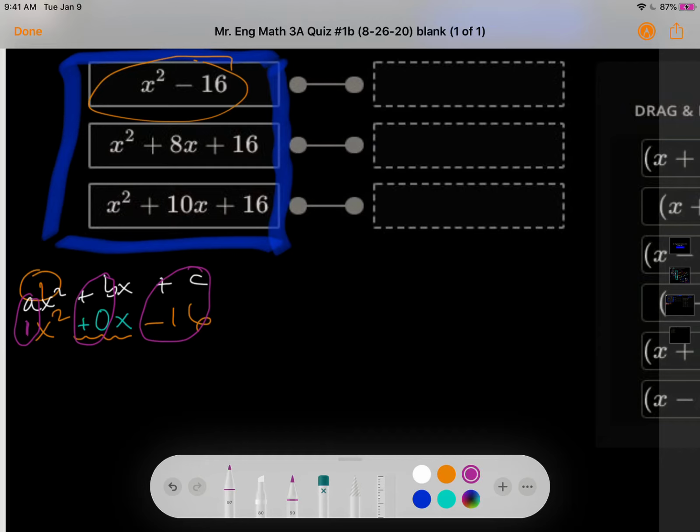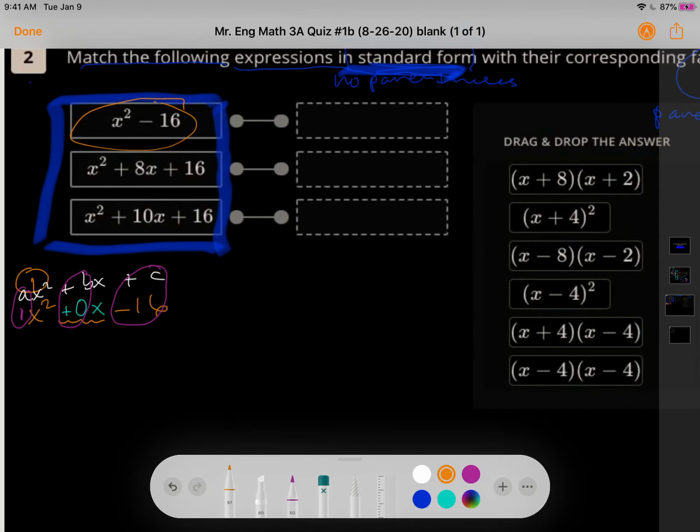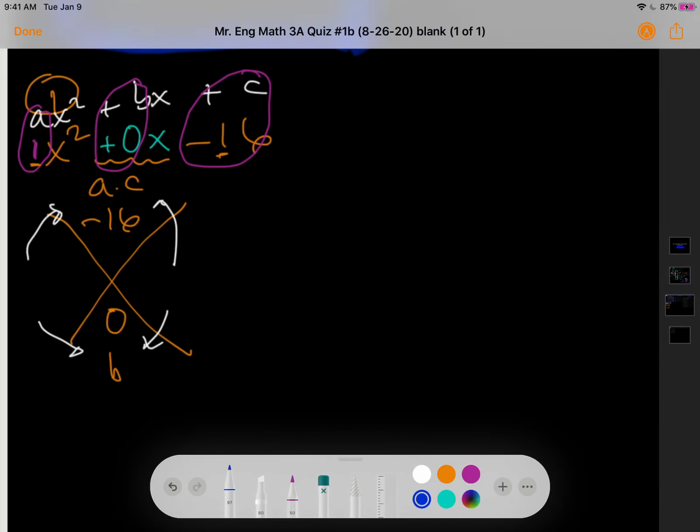The common mistake is to think that your b value would have been negative 16. So now I'm going to do my x method, a times c, so 1 times negative 16 is negative 16. My b value is 0. Now we need to think of two numbers that multiply to be negative 16 but add to be 0. Hopefully you've been catching on that the trick is, if it's a 0, then these two numbers on the left and right here have to be exactly the same. Well, if they're exactly the same, it's going to be positive 4 and a negative 4.